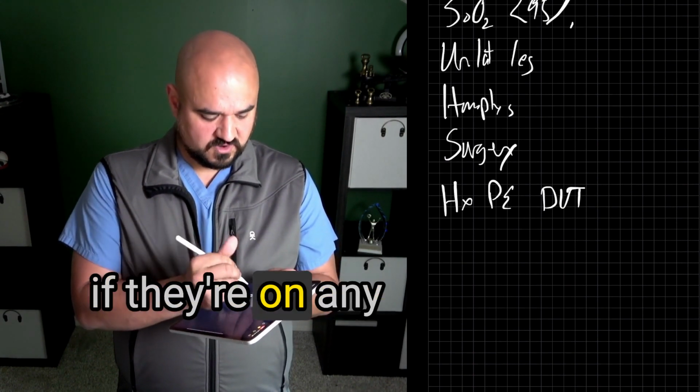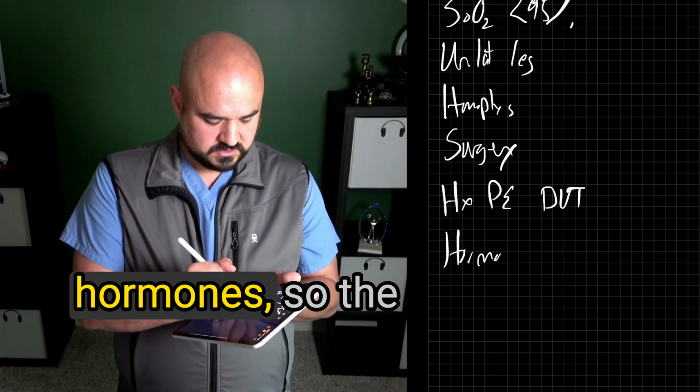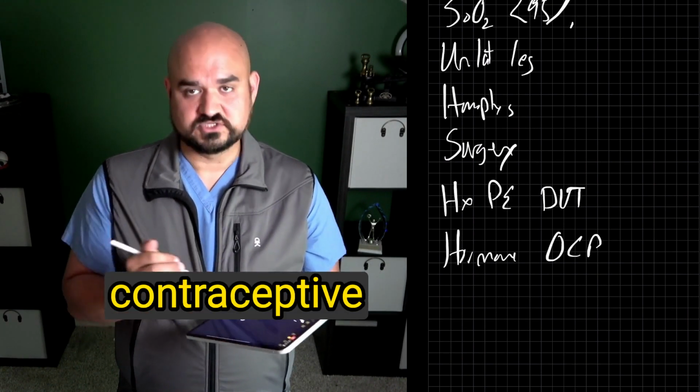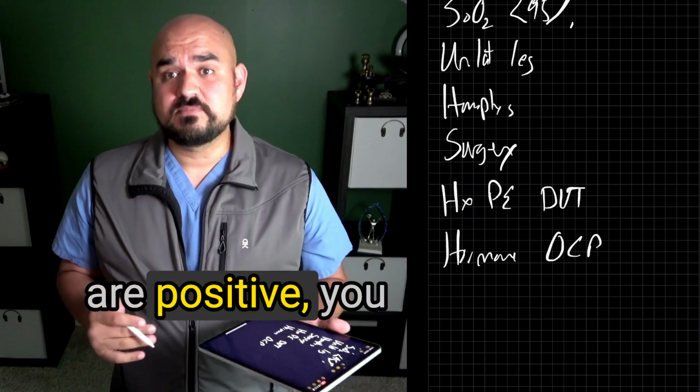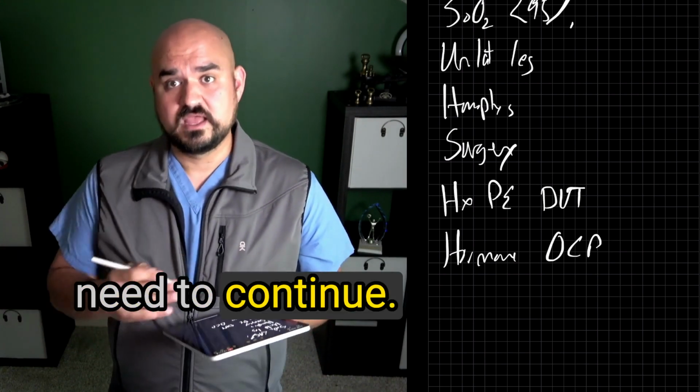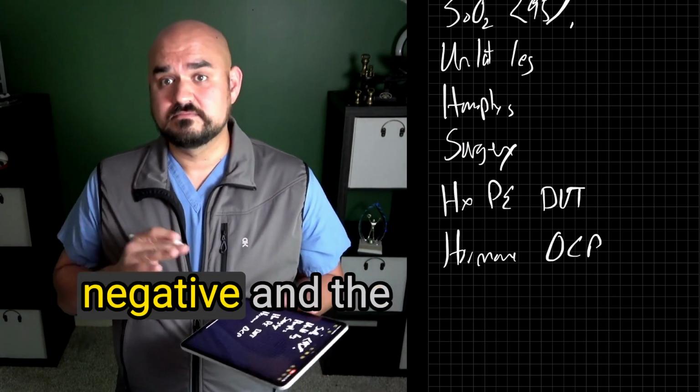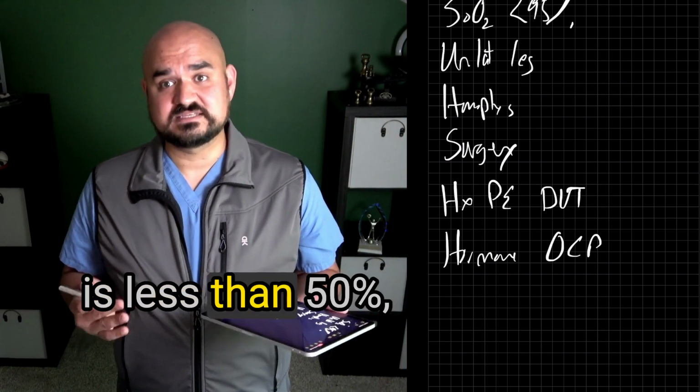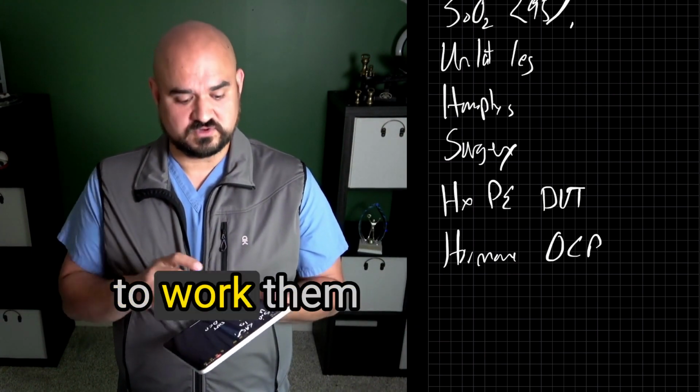And then finally, if they're on any hormones. So the ones that get us here are the oral contraceptive pills. If any of these are positive, you need to continue. If all of these are negative and the pretest probability is less than 15%, you're done. You don't have to work them up any further.